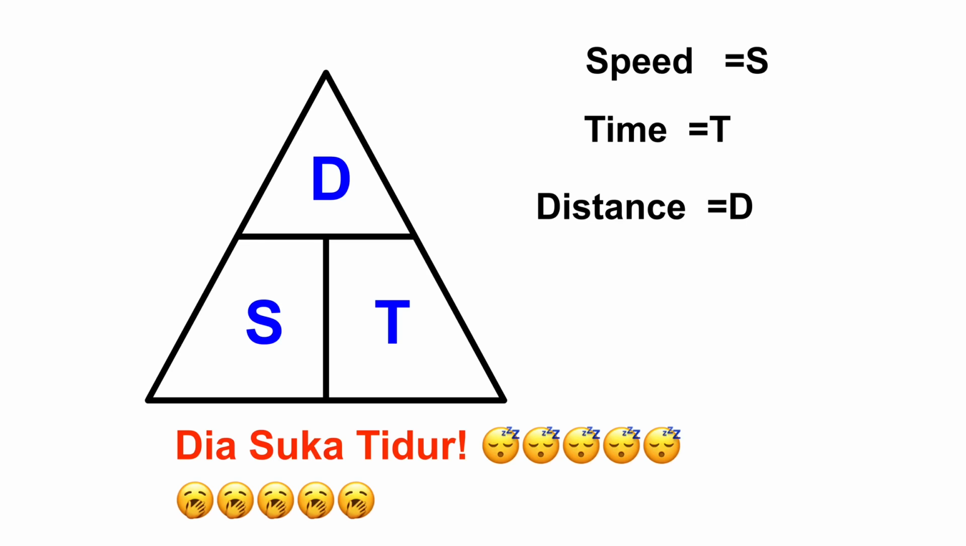If I ask you to give me the speed, you must tell me distance over time. If I ask you the time, you must say distance over speed. And if I ask you distance, you must say speed times the time. So it consists of three formulas. Please remember this DST formula to calculate the distance, speed and time.